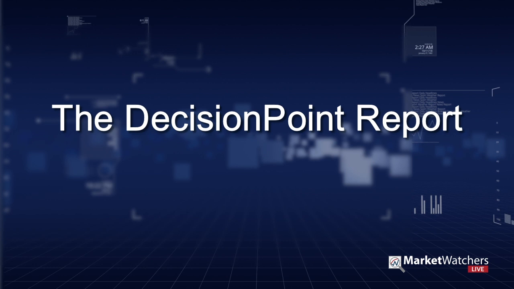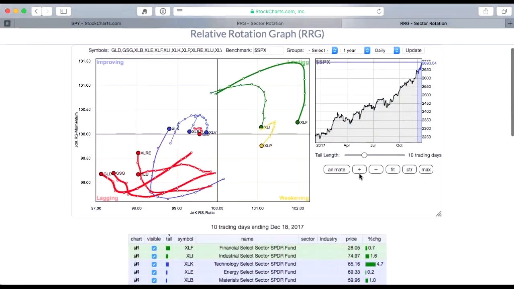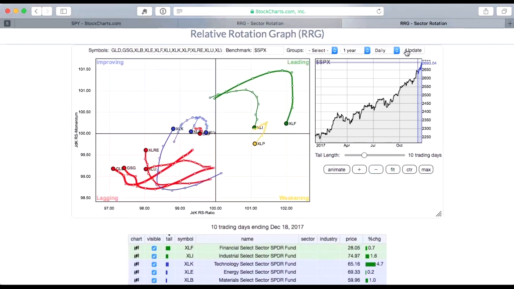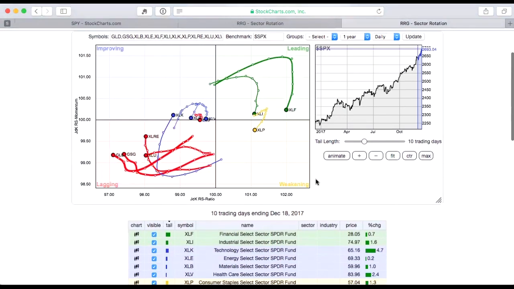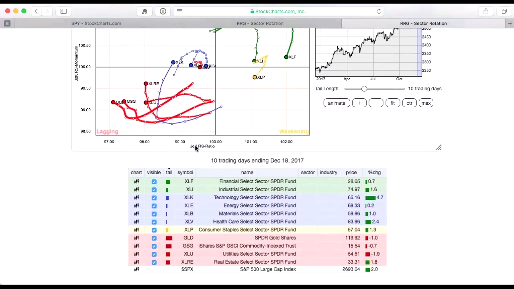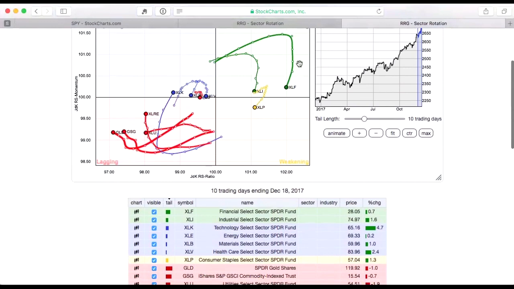Let's do that. Actually, I was looking at the sector rotation chart. I'm just going to start with that. It's not really in the DecisionPoint report, but I like to see where the sectors are going. This is a very short-term look. We're looking at a 1-year daily for the RRG. Basically, it's a relative rotation graph. So you're looking at where we're moving and, as far as the sectors, which ones are leading, lagging, correcting, etc. So at this point, I thought it was pretty interesting.